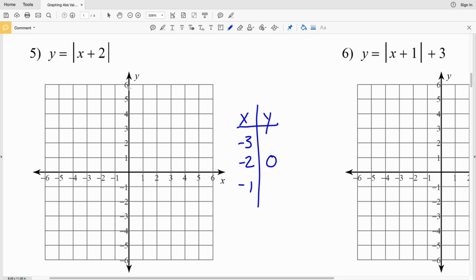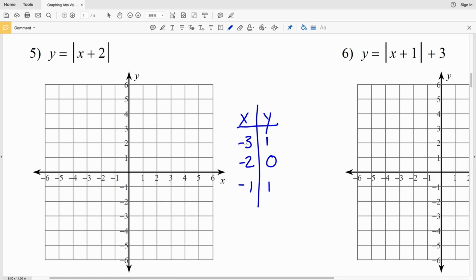So let's go ahead and do the math. Plugging in negative 3, we get the absolute value of negative 3 plus 2, and that's going to be equal to the absolute value of negative 1, and the absolute value of negative 1 is a positive 1. Y is equivalent to 1 when x is negative 3. Now plugging in a negative 1, we get negative 1 plus 2, which leaves us with a positive 1, so the absolute value of positive 1 is 1. So y equals 1 when x is negative 1.